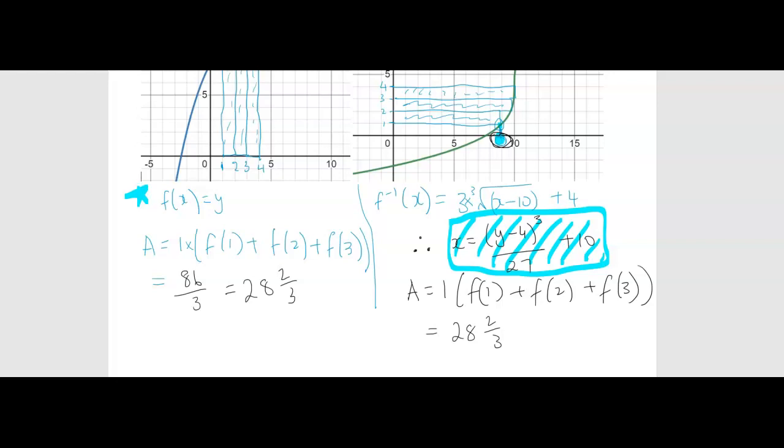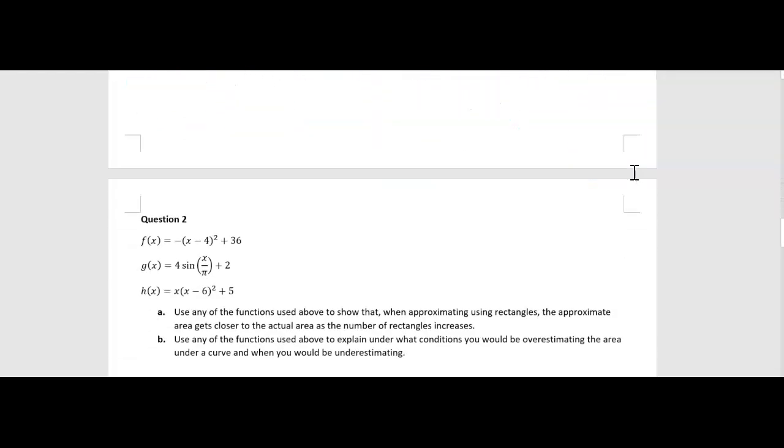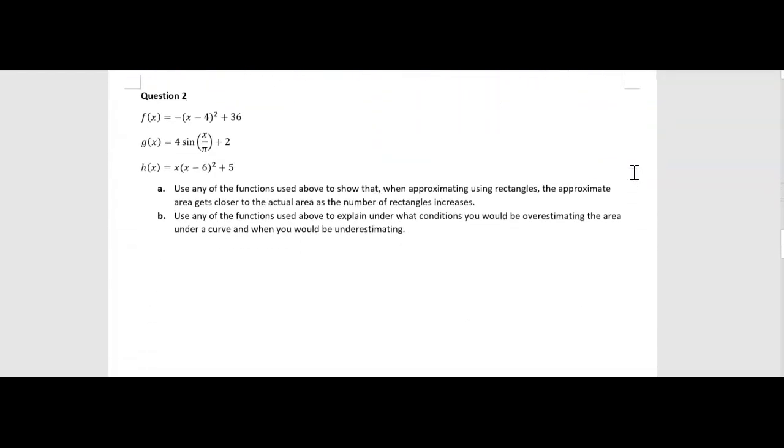So doing 3 or doing 5, there's not much time difference because you're just doing it in your calculator. If you were doing it by hand though, obviously writing that 5 times is going to take a lot longer than writing it 3 times. So I wouldn't try to impress me by doing a lot of rectangles, but just doing 1 is probably not going to cut it. All right, let's move on to question 2.